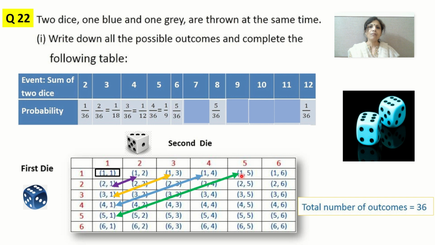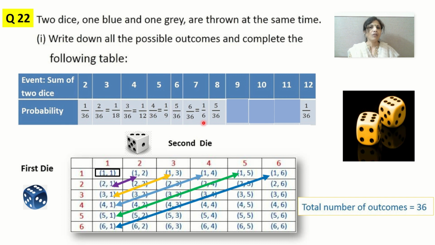Next, sum of the numbers on the two dice is equal to 7. So let's first find out our favorable outcomes. If you see this blue line, how many favorable outcomes is it passing through? 6. Yes. And if you add the numbers on the 6 favorable outcomes, the addition is equal to 7. So probability is 6 upon 36, that is 1 upon 6.